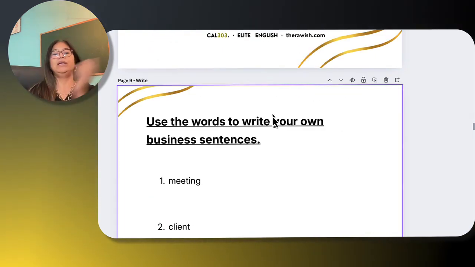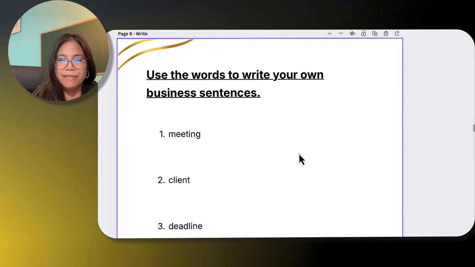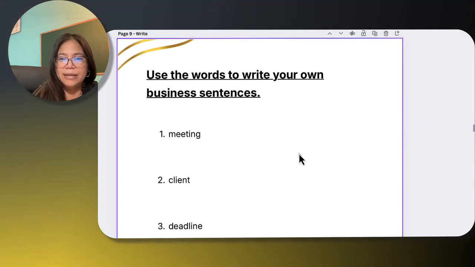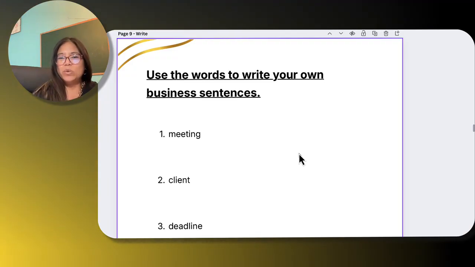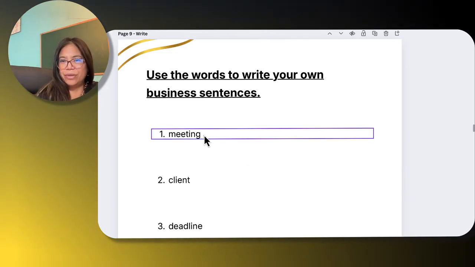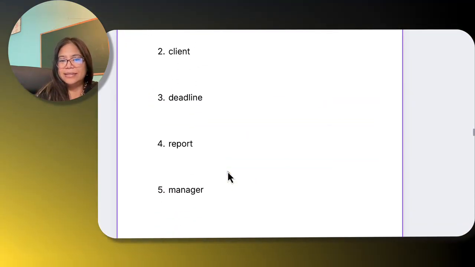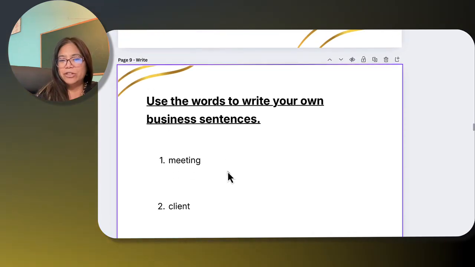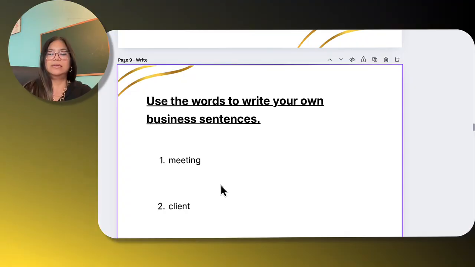Use the words to write your own business sentences. So the first word we have here, vale, para espero que lo entiendan, pero en todo caso, mira, usa las palabras, estas que están aquí, para escribir tus propias frases de negocios. Meeting, client, deadline, report, manager. Entonces serían 5 frases. 5 sentences. Yo voy a decir una.